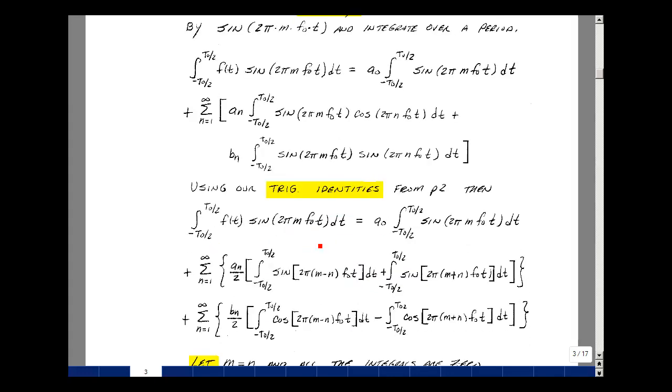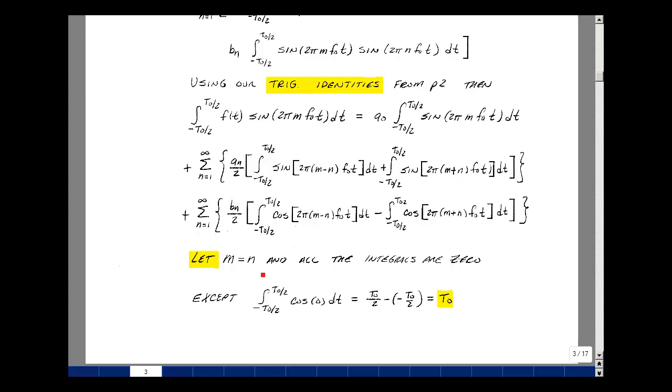Here's my left-hand side of the equation, my right-hand side of the equation, and then I've got this term here of sine times cosine. So from the previous page, the identity is 1/2 the sine of the difference plus 1/2 the sine of the sum. And then the second term is sine times sine, and that's the last of the 4 trig identities. And that's going to be 1/2 the cosine of the difference minus 1/2 the cosine of the sum. And I'm pulling out that 1/2 in front.